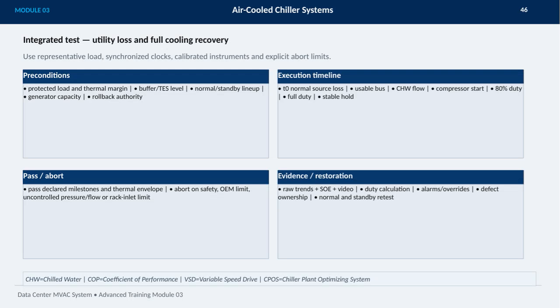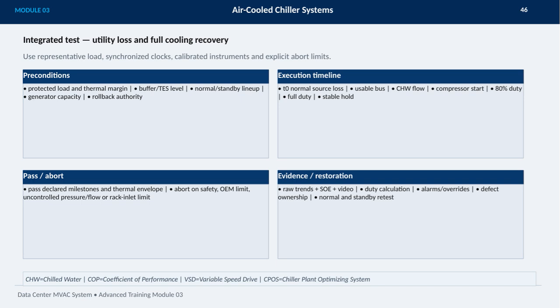This slide covers the integrated test for utility loss and full cooling recovery in air-cooled chiller systems, a critical procedure in data center MVAC operations. We start by using a representative load with synchronized clocks and calibrated instruments, ensuring we have explicit abort limits in place for safety. Preconditions include having a protected load, sufficient thermal margin, proper buffer or thermal energy storage levels, a normal and standby lineup, adequate generator capacity, and rollback authority if needed.